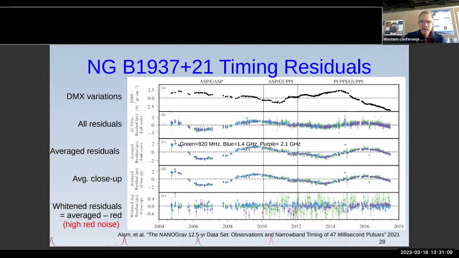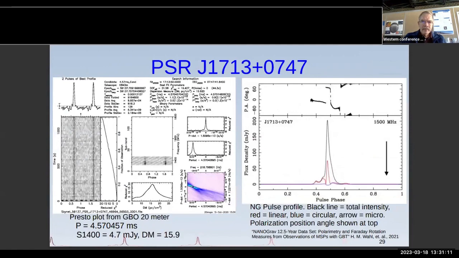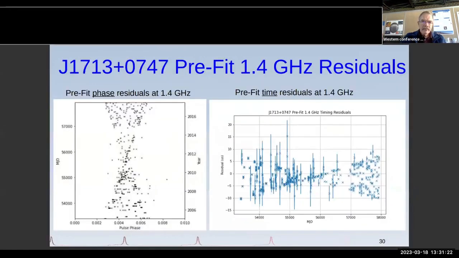So I'll quickly go through the other two. They look quite similar. This was J1713+0747. Nice strong peak on the profile. The pre-fit phase and time plots look completely different, and I don't know why. Again, I'd narrowed it down just to 1400 megahertz just to get a slice. But again, you can see the residuals were much larger before they upgraded the receivers. They upgrade the receivers and the residuals all get smaller.